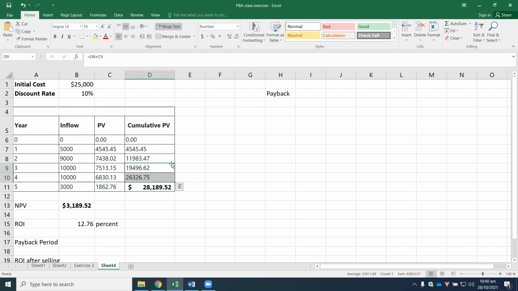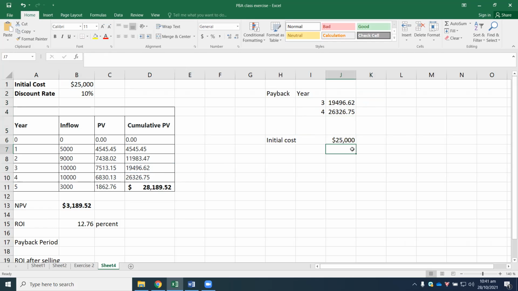To do that, first we'll put down the years that we're comparing. So we are comparing years three and four. In year three, the total value that you had was this, and in year four, this was the value that you have attained. Now, do notice that your initial cost is $25,000.